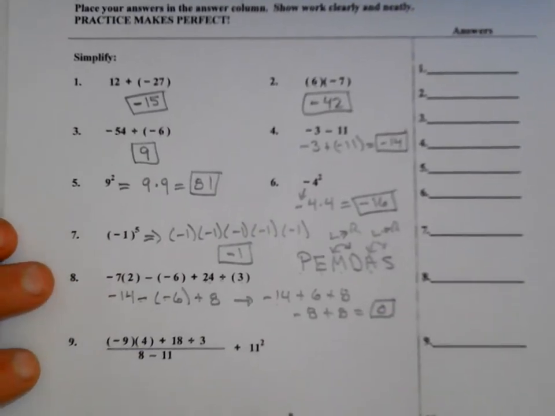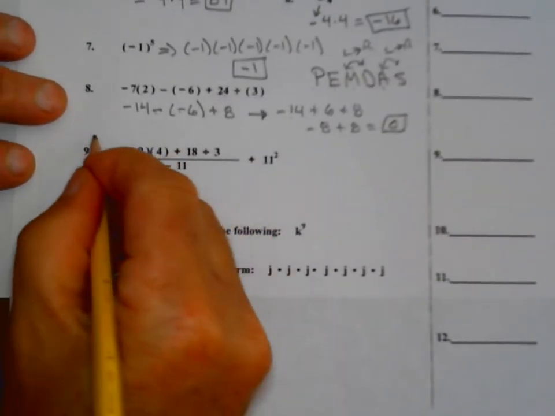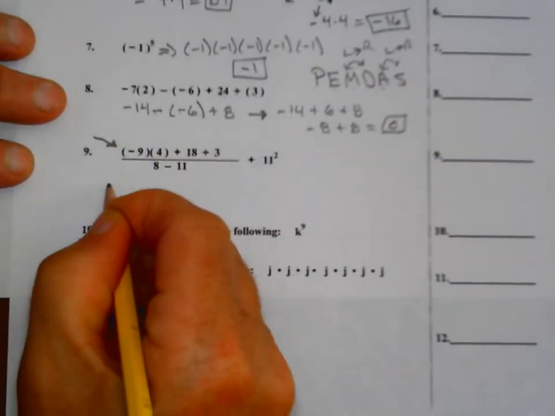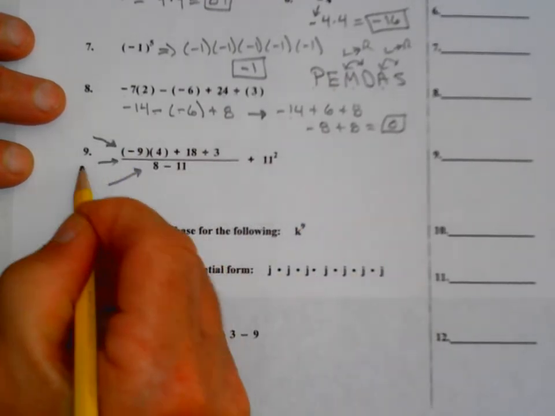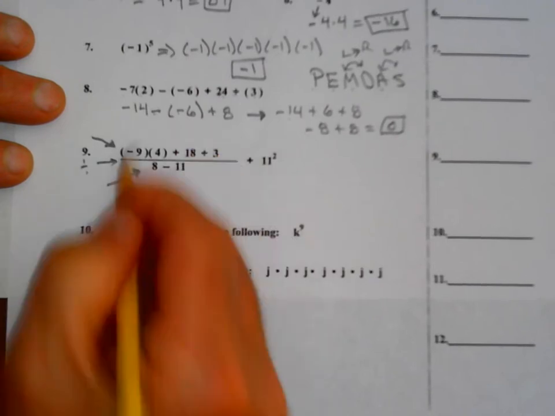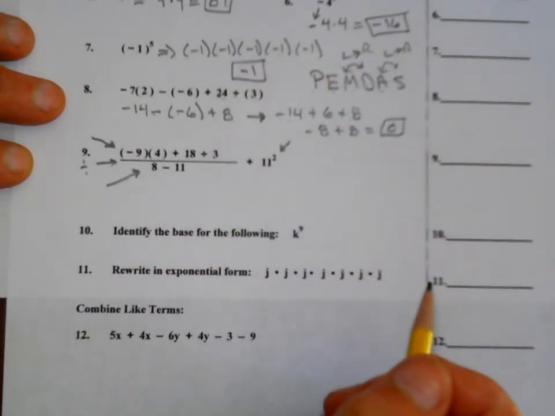Let's try the niners here. So I have a fraction bar which implies division. So a fraction bar implies division. I'm going to simplify my numerator and my denominator separately, and the last thing I'll do is that division in that term. This is a different term, so I'll separate that separately as well.